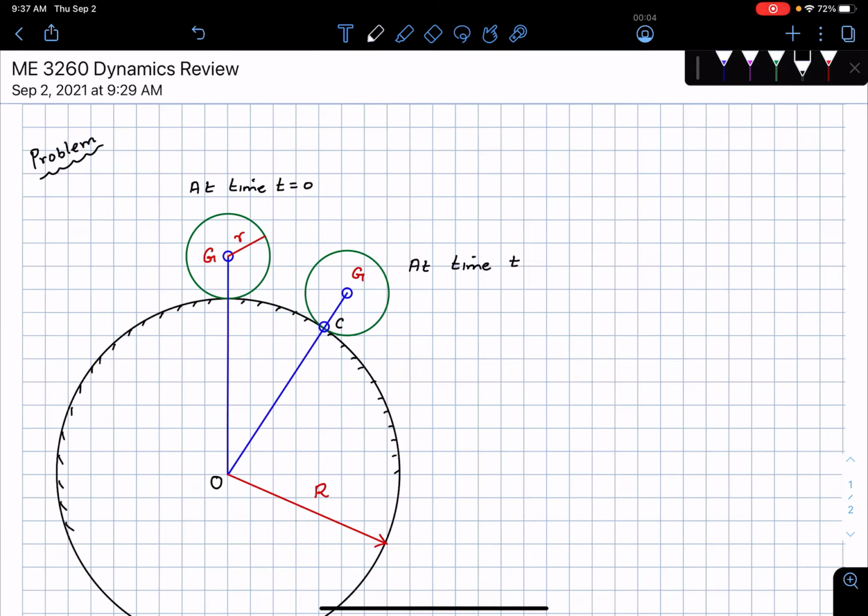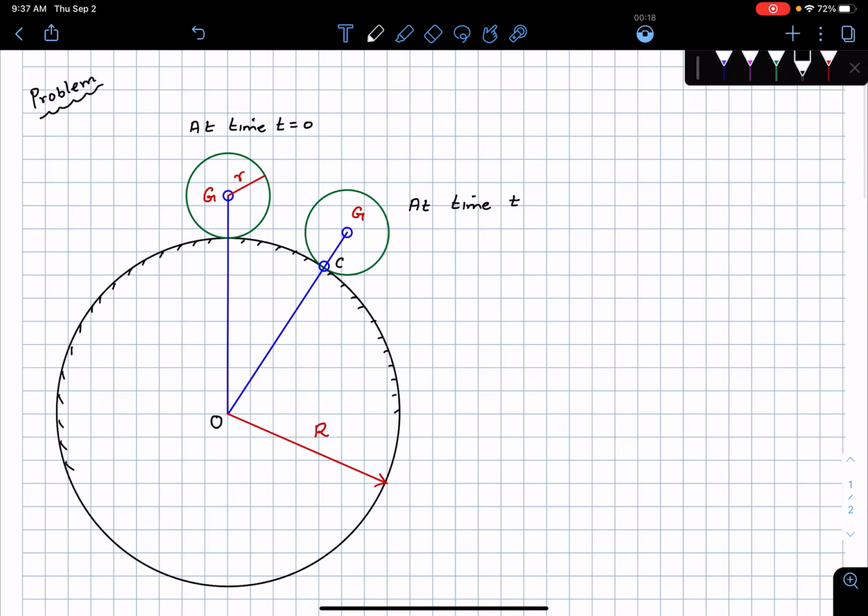So I want to solve a short problem that will act as a review for dynamics, and this will be useful as we proceed further in ME 3260. And towards that I'm showing you the following problem. In this problem I have a disk of radius little r. Okay, so this is a disk of radius little r.